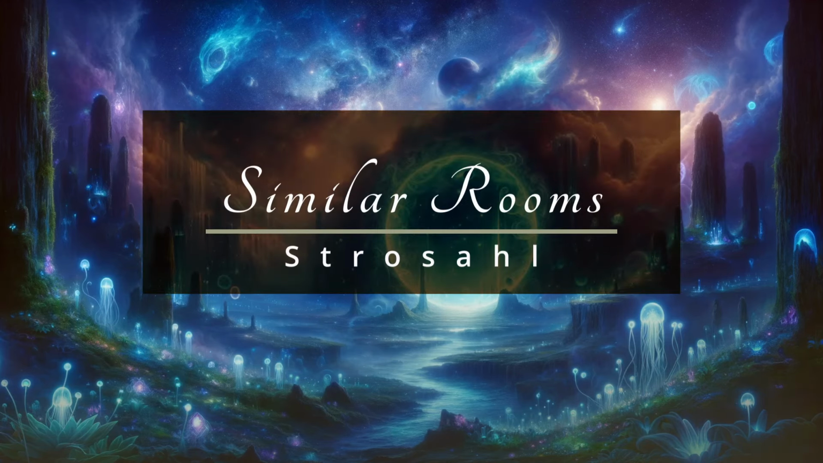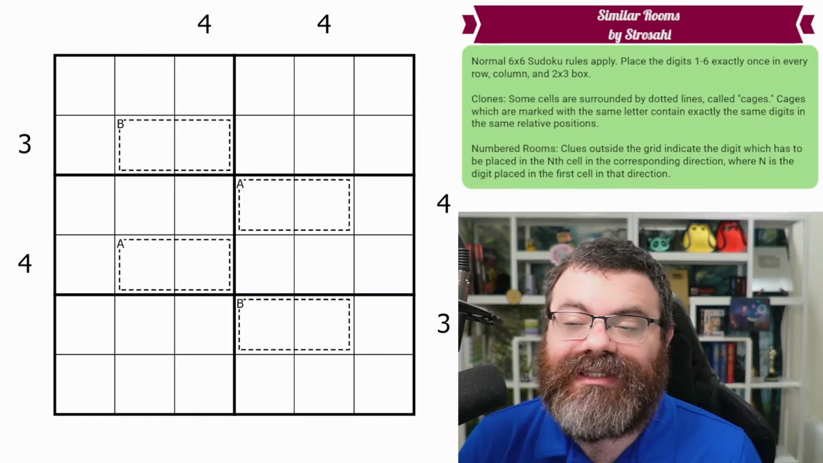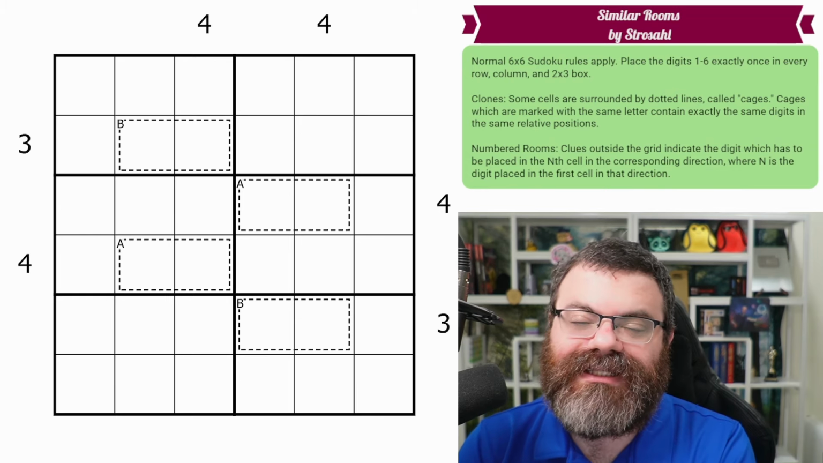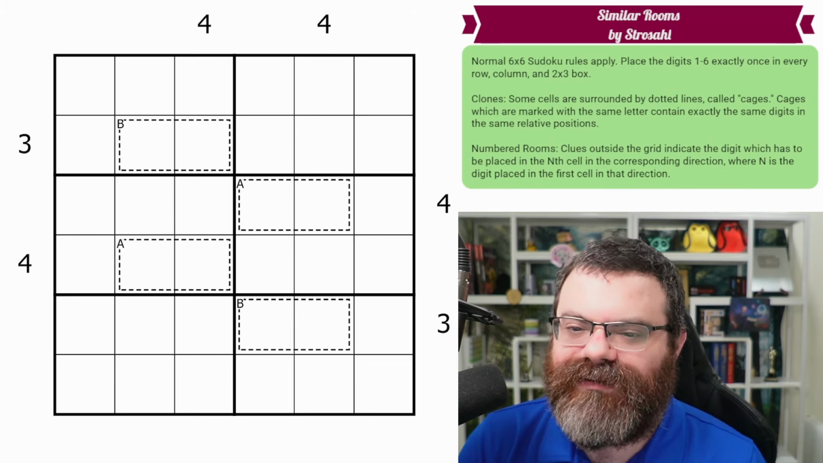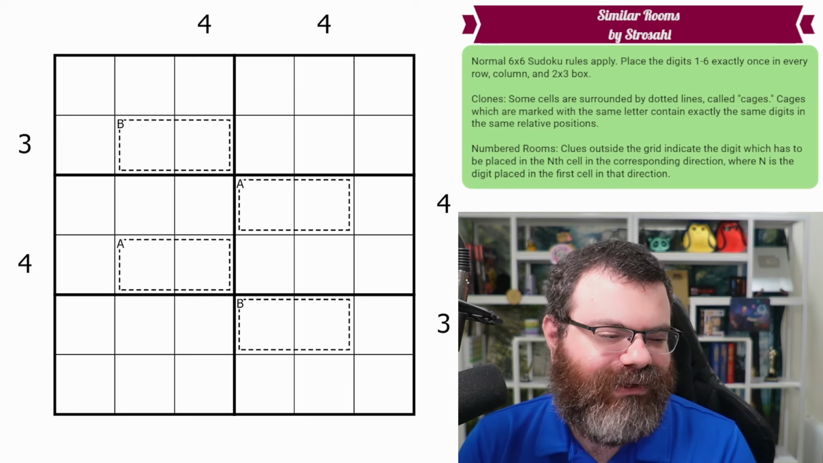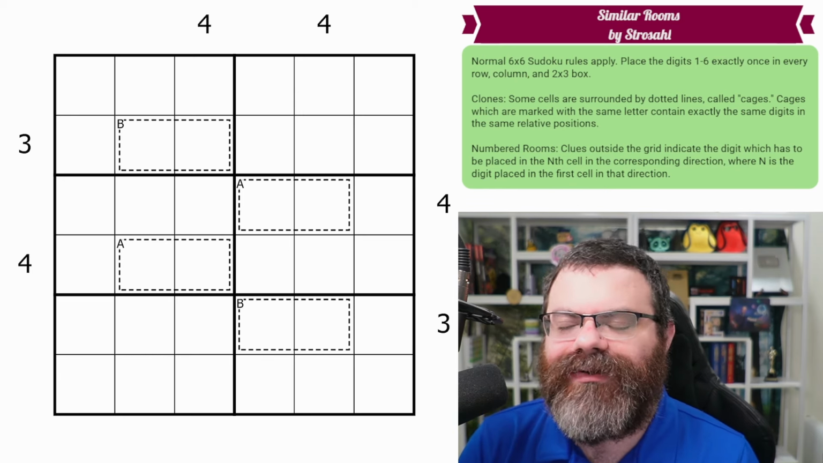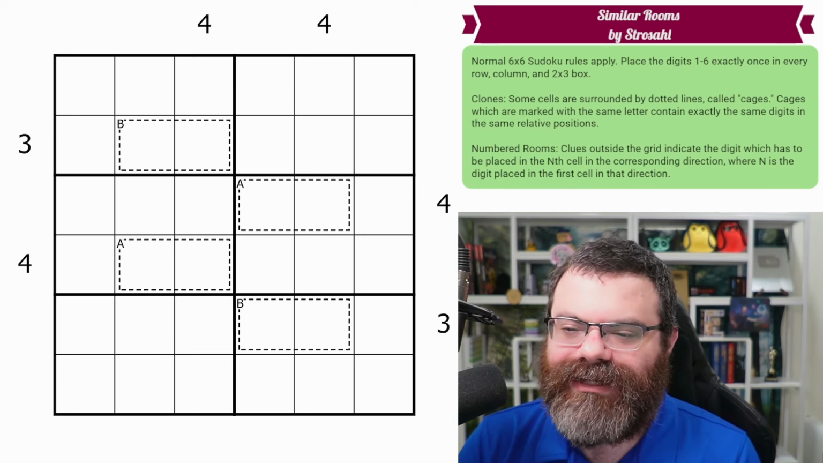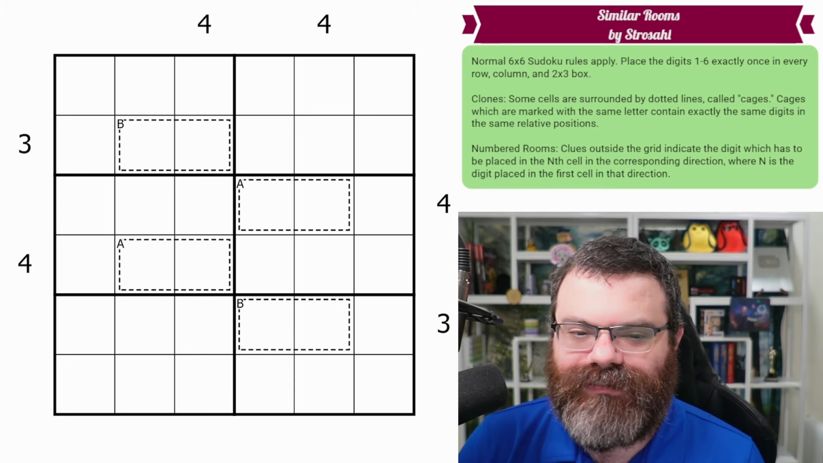Hello, let's continue our Sudoku adventure with Similar Rooms by Strosahl. So this is the final puzzle of our Numbered Rooms theme week, and I'm told that this is a little bit more difficult, so we saved it for last. But now that you're familiar with Numbered Rooms, you've already done 6 in a row. Hopefully this one will be a little bit easier because you're used to the Numbered Rooms.